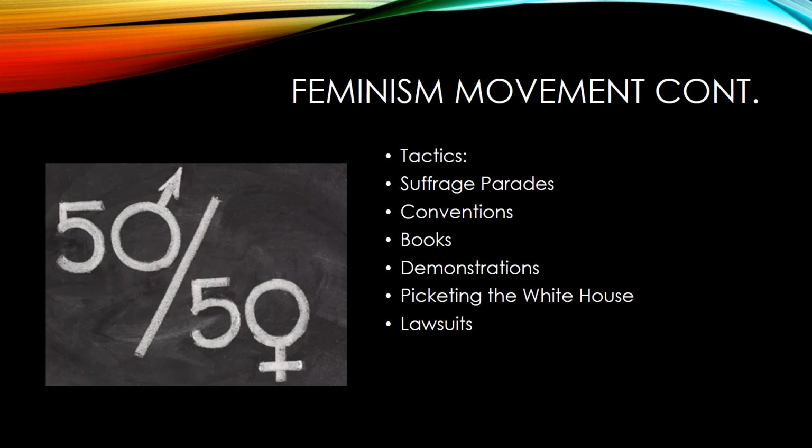Tactics used by the feminism movement include suffrage parades, conventions, books written by females in the feminism movement, demonstrations, and picketing the White House, which is where women protested to pressure President Woodrow Wilson to support the feminism movement. It involved over 1,000 women, and the protest led to many arrests. More tactics include lawsuits for equality, and many women spoke out for reproductive freedom.